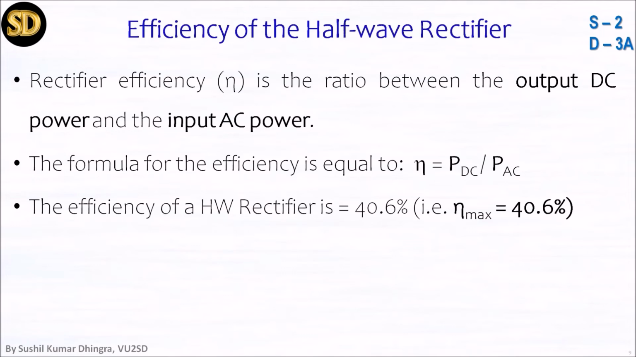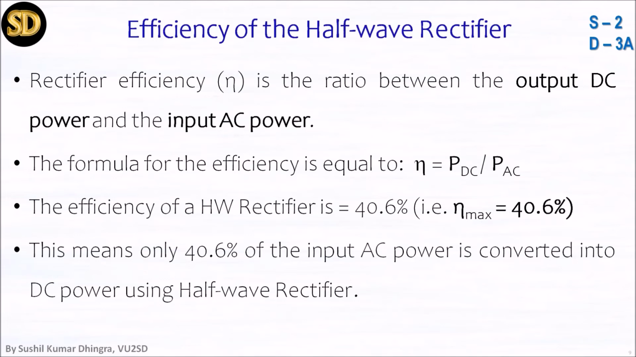This type of objective question may come in the exam. No derivation, clarification, justification or numerical calculation will come in the exam. Just a single line: what is the efficiency of a half wave rectifier? And the answer is 40.6%, because it is working only in half wave and there are losses also. This means only 40.6% of the input AC power is converted into DC power using a half wave rectifier.